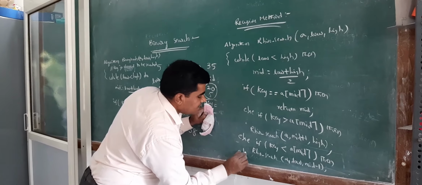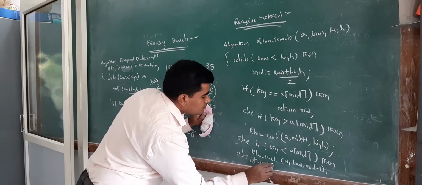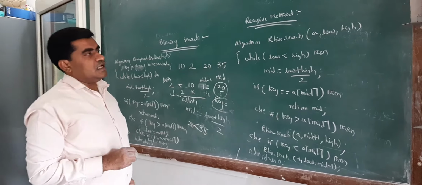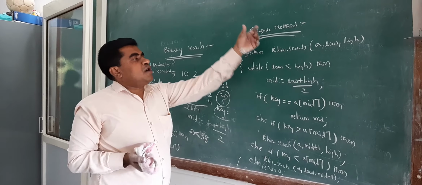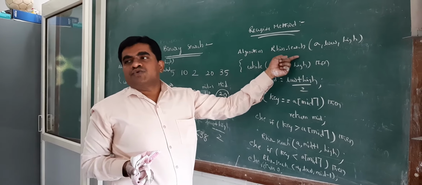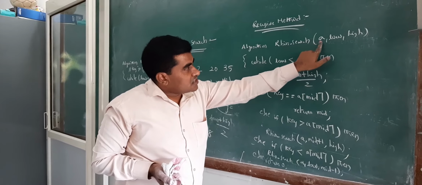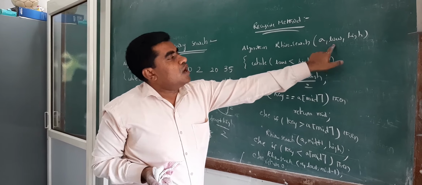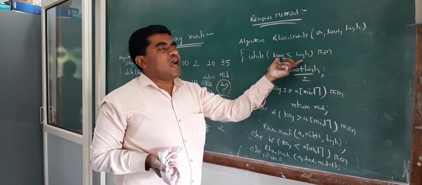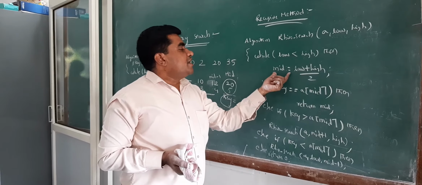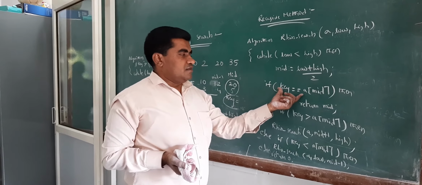Okay, else the element is not found, that is return 0. So here, recursive method means the same procedure name is called again and again recursively. For storing the elements in the array we are using low and high values. If low is less than high, meaning we have more than one element, then mid equals low plus high by 2. First we have to compare with the mid value.